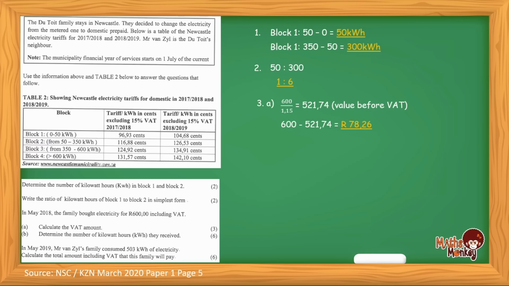So they're telling you that this person bought kilowatt hours to the value of 521.74, because this is now the value excluding VAT. And all of our tariffs are excluding VAT. So essentially, the total that he actually bought is this 521.74. Now we need to figure out, using the step tariff system, how many kilowatt units this actually is.